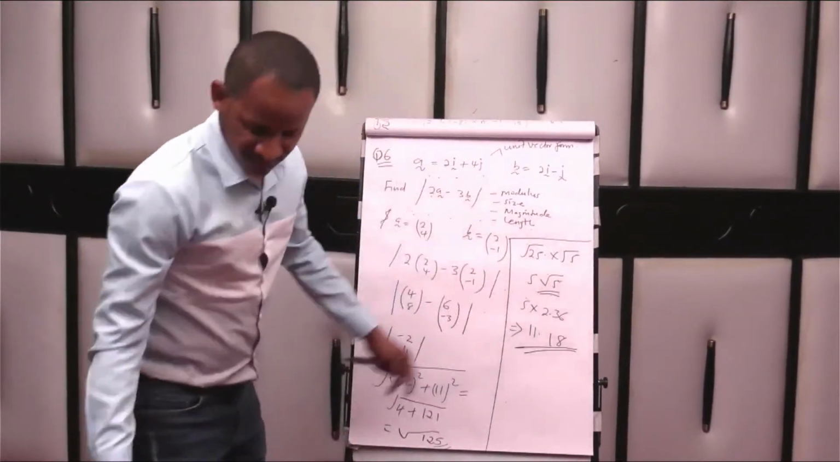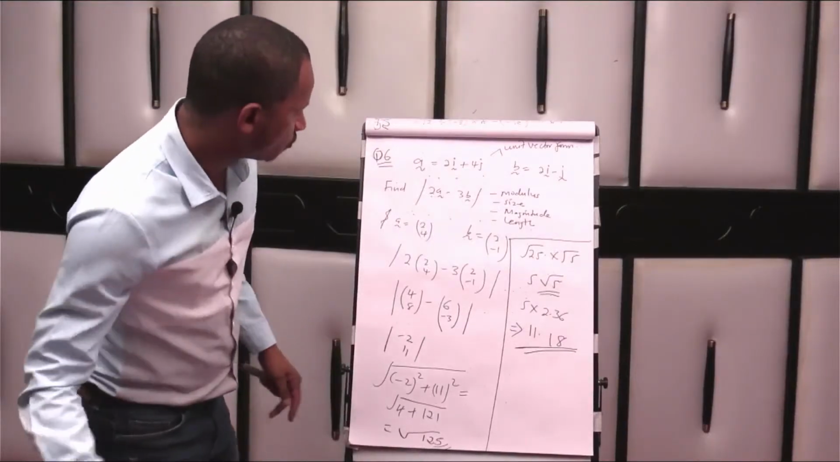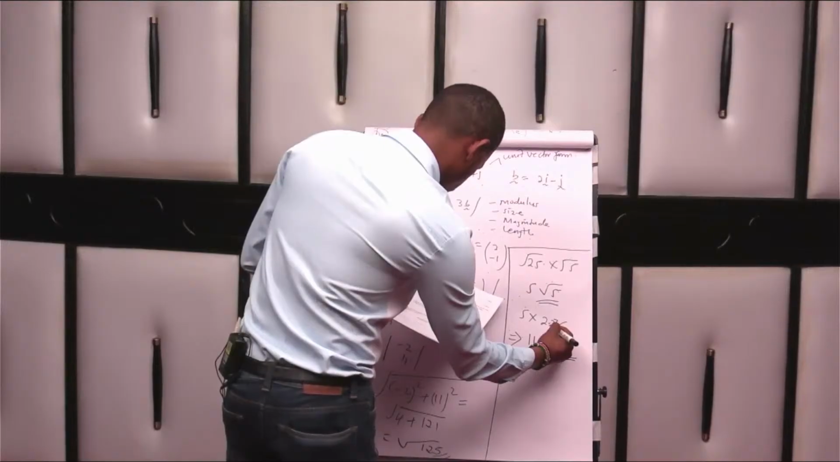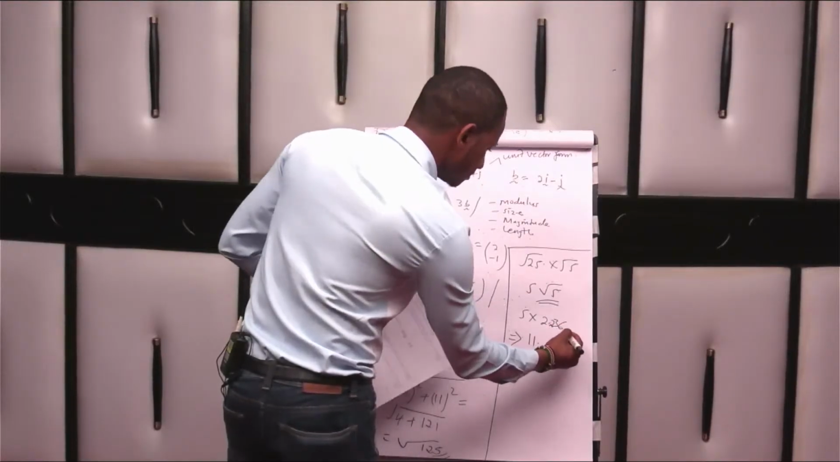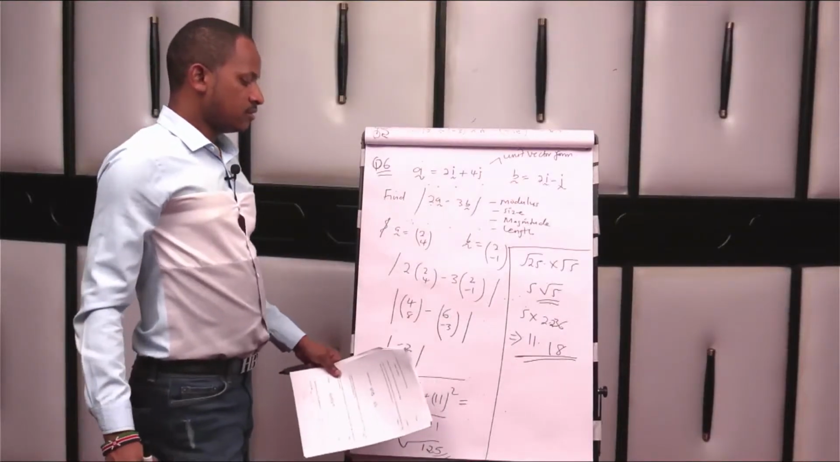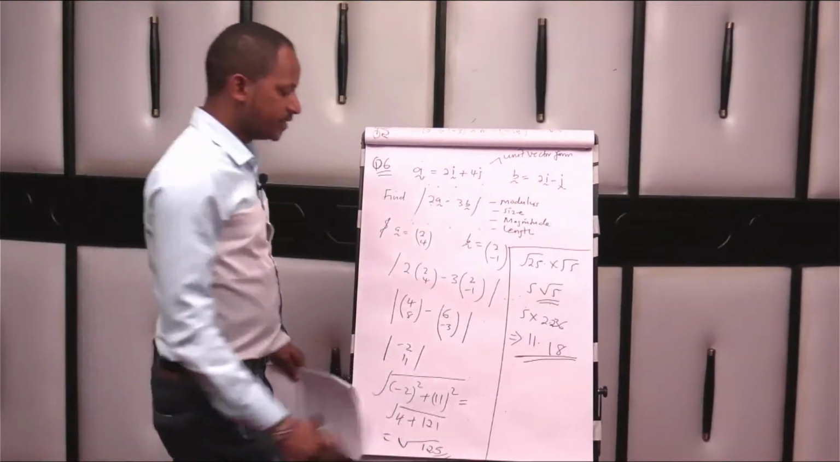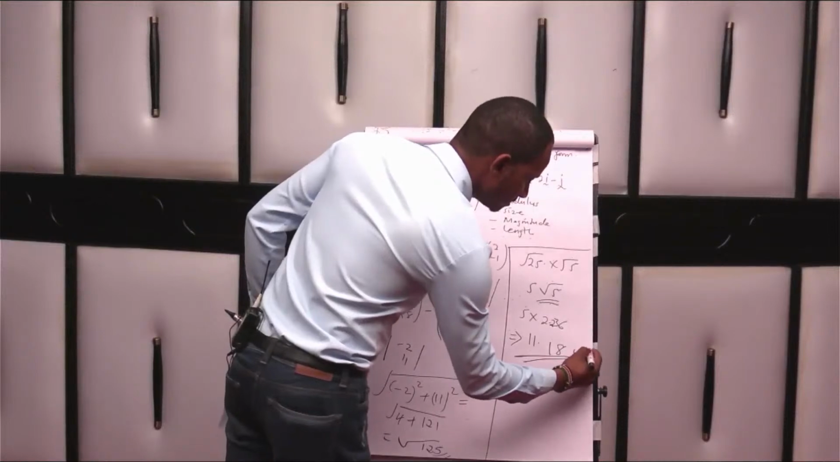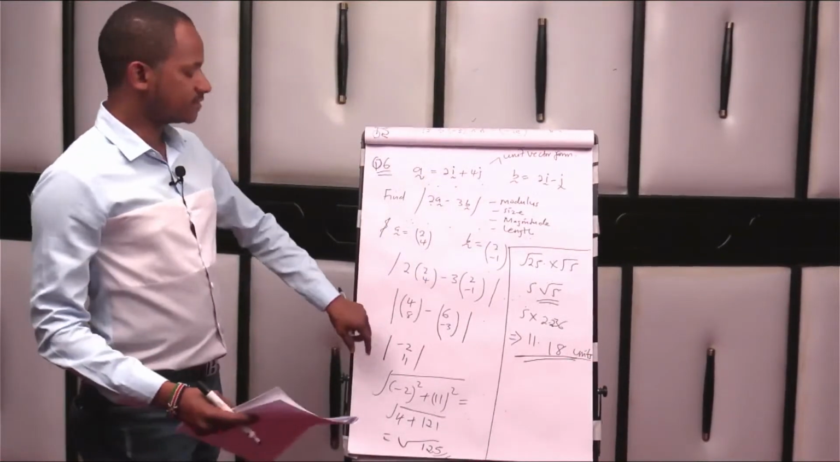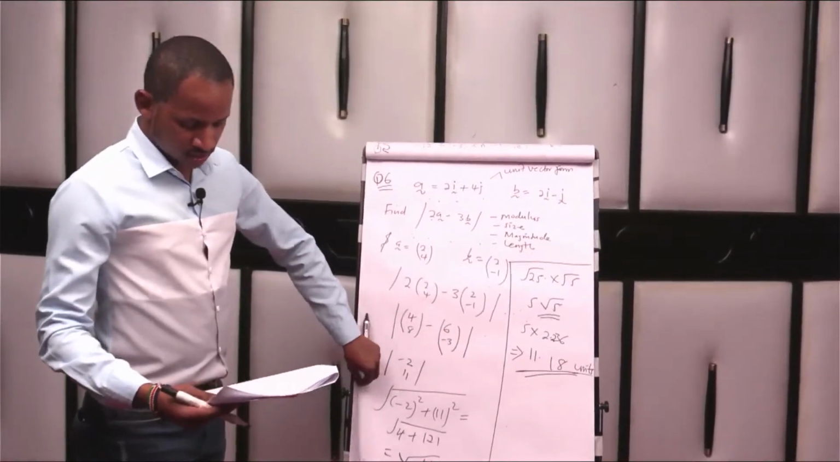The square root of 5 is 2.236, times 5 is 11.18 units, because they want the size, the length, the modulus, units. That is our answer. So next one is question number 7.